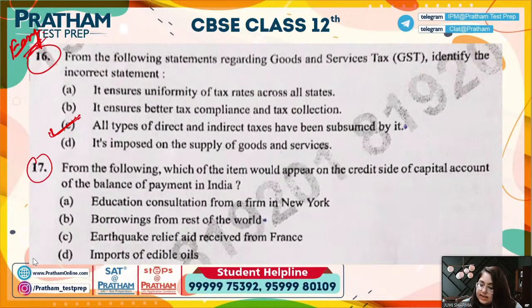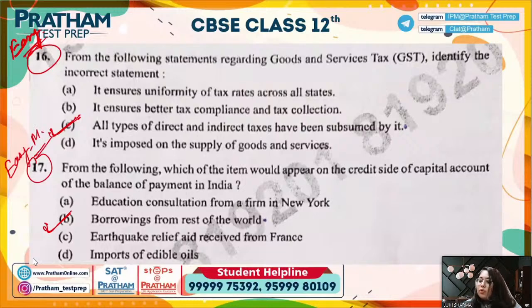आपका आएगा credit side of the BOP, because option A, that is education consultation from a firm in New York, ये आपका current account में आएगा because it is one of the services. ठीक है, education is a service, so आपका current account में आएगा. Second है आपका borrowings from rest of the world, ये आपका credit side में आएगा, capital account. And if I talk about the earthquake relief aid received from France, which is option C, so that would include a unilateral payment. That would be a one-sided payment. So yes, option B is the right answer. And again, it is a question from easy to moderate side.